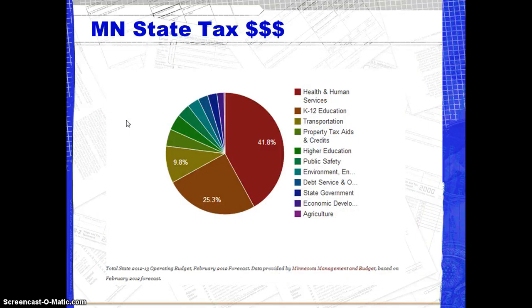Here is a breakdown of state tax money. So in the state of Minnesota, we spend the vast majority of our budget on health and human services, just like the federal government, and we spend smaller and smaller portions after that. However, we spend about 25% of our state budget on K-12 education funding. Vastly different from the federal government spending.